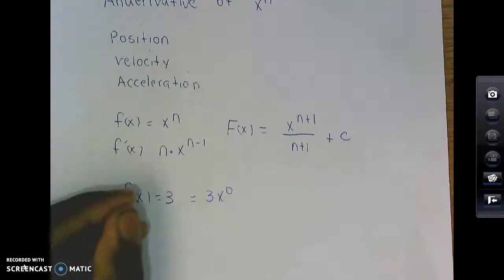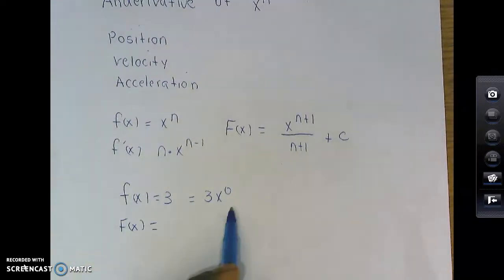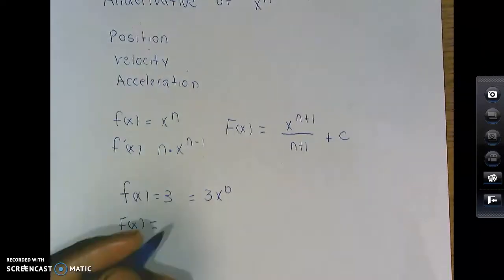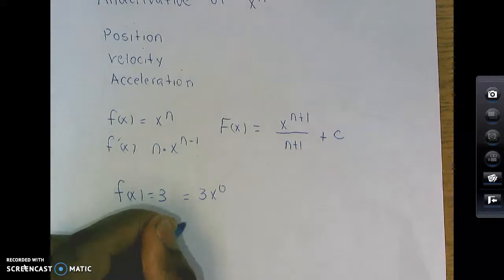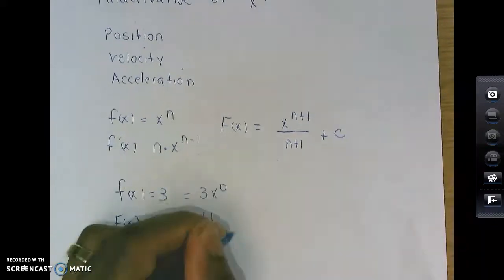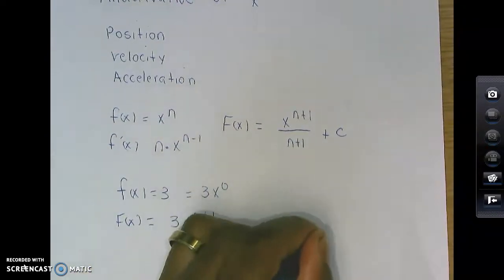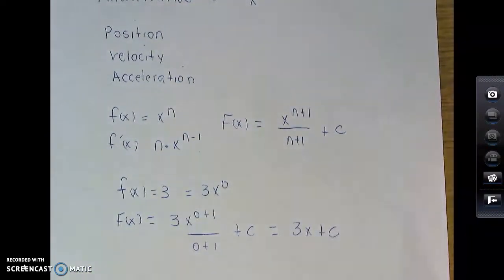And so if you want to find your capital F of x, you're going to do what? You're going to add 1 to your exponents and divide by your new exponent. So this is going to be 3x to the 0 plus 1 divided by 0 plus 1 plus c. And once you reduce all that, you just get 3x plus c. Alright, so that was pretty simple, huh? I think we're in good shape so far, so we just got to keep pushing. And we're going to get to the mountaintop.